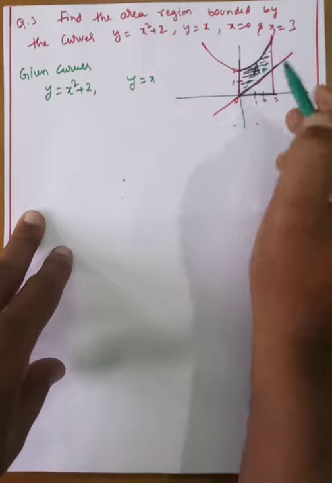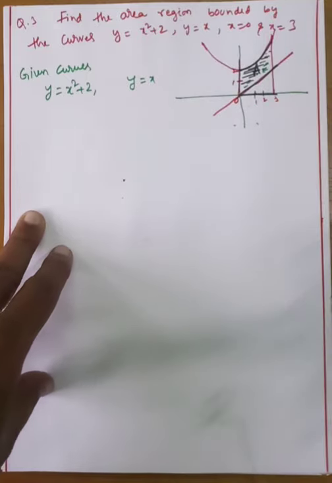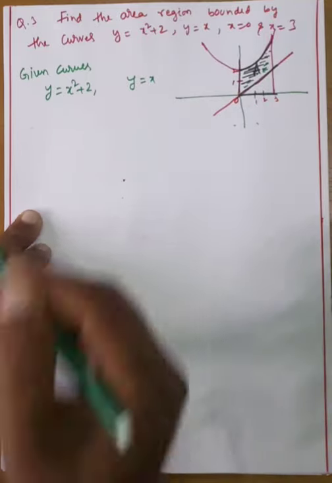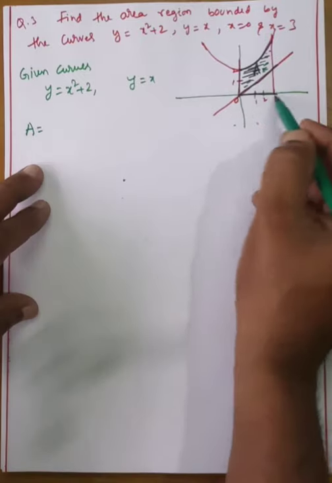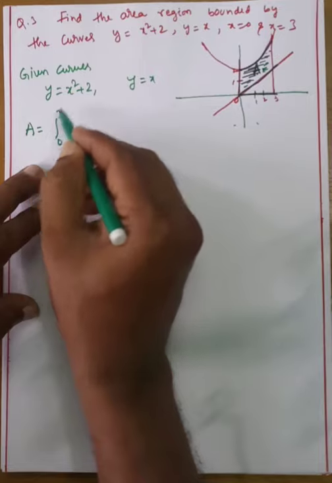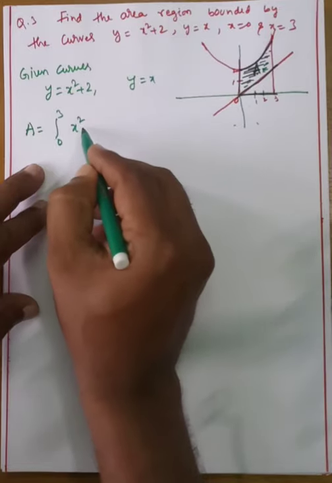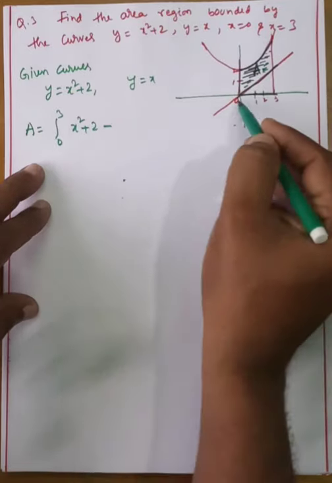This area we will find: 0 to 3, upper curve minus lower curve. The required area, the area of the region bounded by the curves, is equal to integral 0 to 3. What is the upper curve? X square plus 2, minus the lower curve, which is the y value.